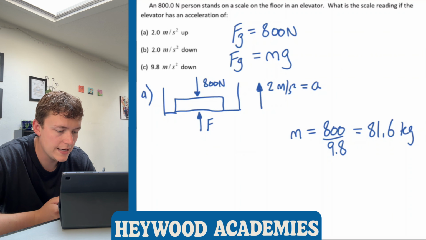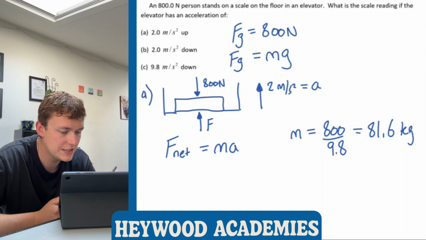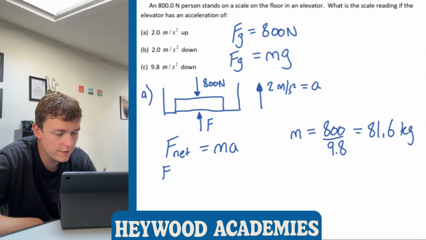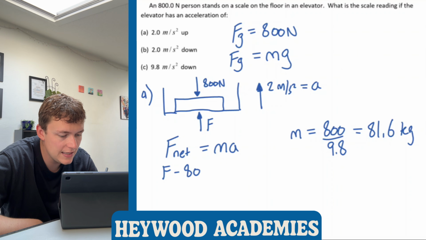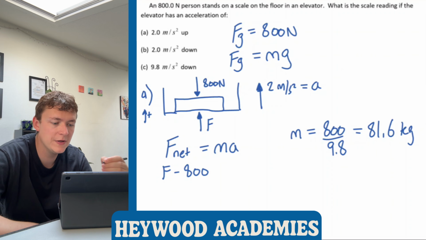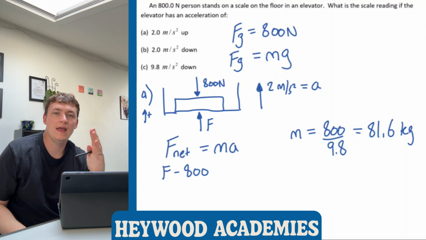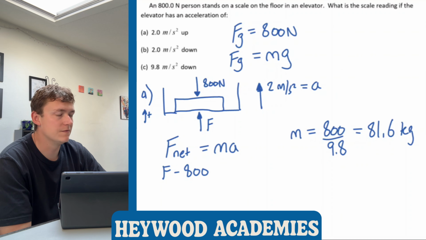So we have F net is equal to mass times acceleration. In the F net, we have two different forces. We have that unknown force, which we just called F in this case, and then 800. If we assume that positive is up, then F I'm writing as a positive number because it's going up. 800 is pointing the other way. It's pointing down, so we're going to use that as a negative number.